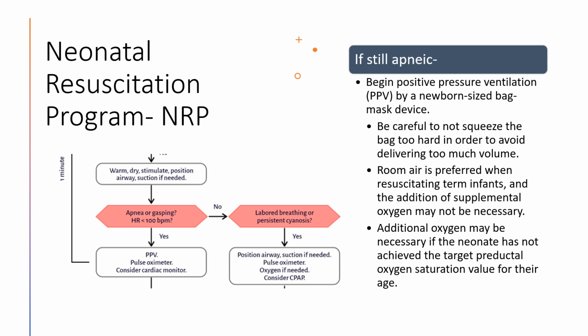Consider a cardiac monitor. Most of the time, it's not cardiac in nature. It's most of the time a respiratory issue because they have no oxygen at all, because they haven't been breathing ever in their life. If it's labored breathing or persistent cyanosis, just look at positioning, airway suction, pulse ox, and possibly CPAP. We'll talk about some CPAP things in class as well.